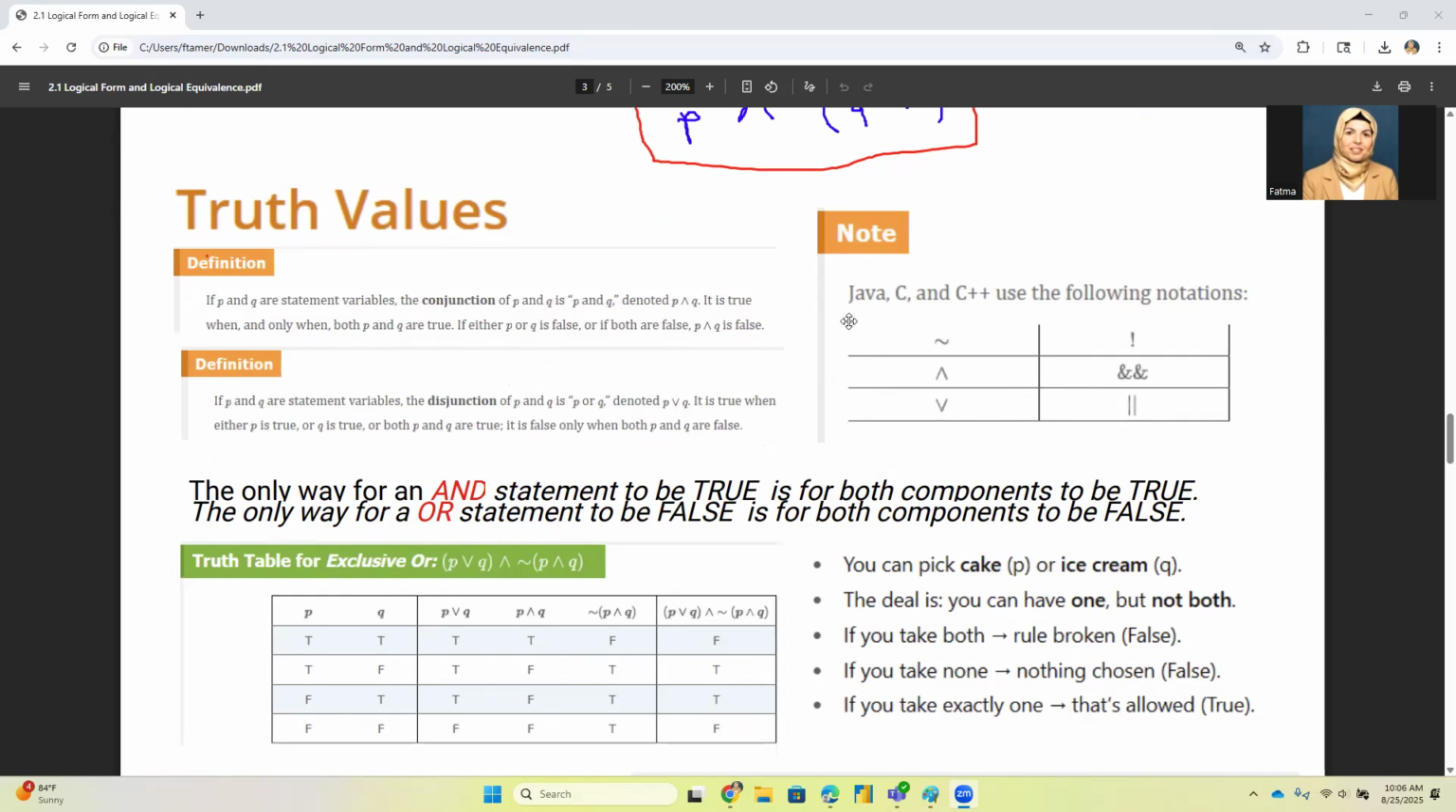These are the notations for Java, C, and C++. They use the following notations. This is not, and this is how these computer languages use it. For and, this is what they're using: the double ampersand. And then this is or, and this is how they express the or in these computer languages.